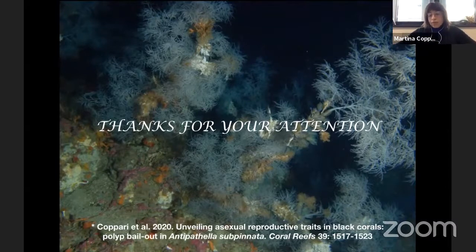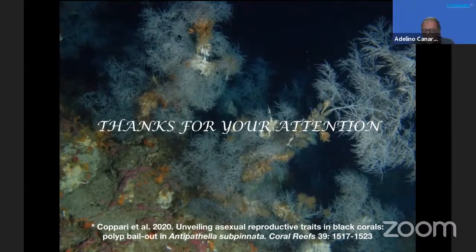Mm-hmm. And it is probably also some kind of chemical substances produced that help to synchronize the spawning, because in the end they are gonochoric species, so they need to be synchronized between males and females. Mm-hmm. Okay. Any other questions?